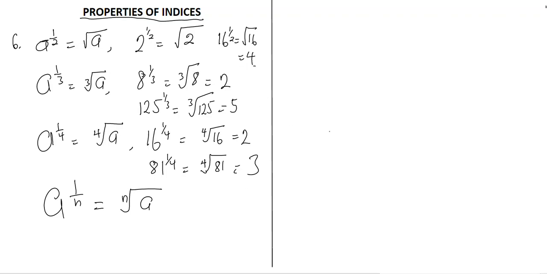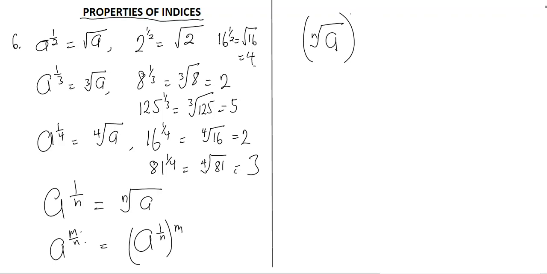Now, what if I have a raised to the power m/n? This can be written as a raised to the power 1/n, all raised to the power m. Remember, m/n is the same as m times 1/n. So now, this particular expression can be written as, we know 1/n is the same as the nth root of a, then all raised to the power m.